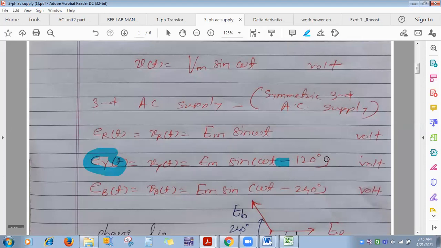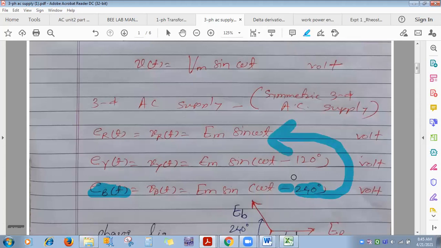Lags. By how much degree? 120 degree. And it lags by 120 degree to which phasor? R phase voltage. Correct. Similarly for B phase, you can see it lags by 240 degree to R phase voltage.